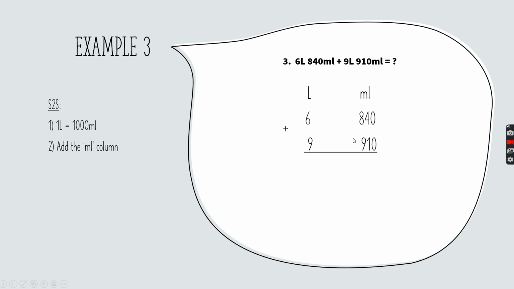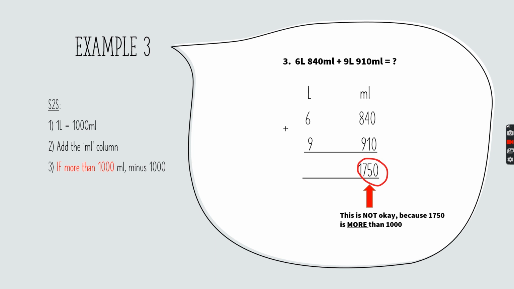Step 2 would be adding the milliliters column first. So 840 plus 910 gives us 1750. Now when you add the milliliters column, you have to ask yourself, is this 1750 more or less than 1000? So 1750 is more than 1000. So what do we do?